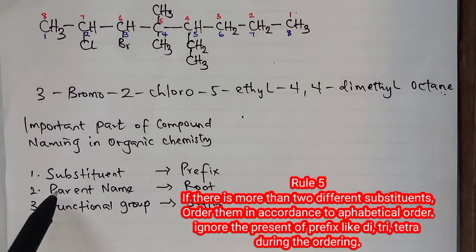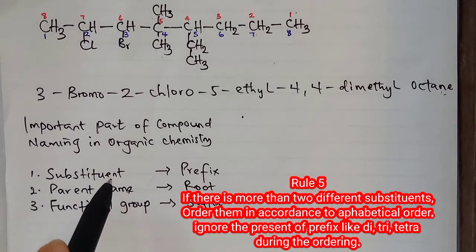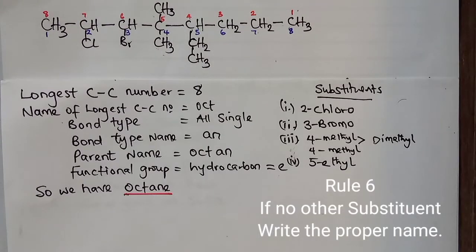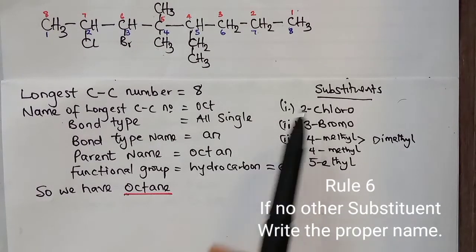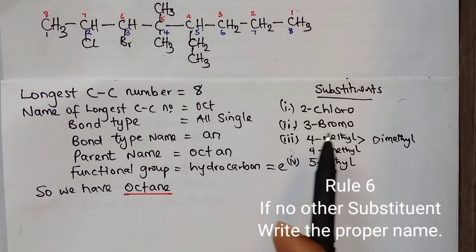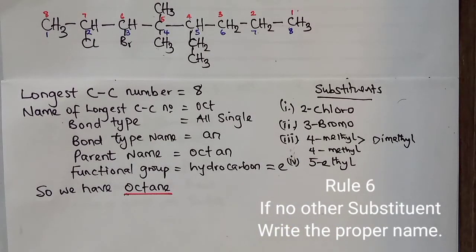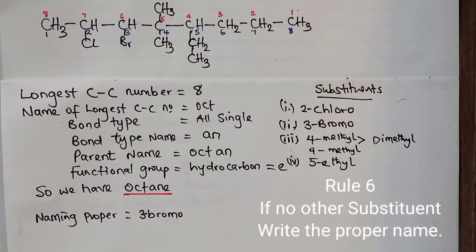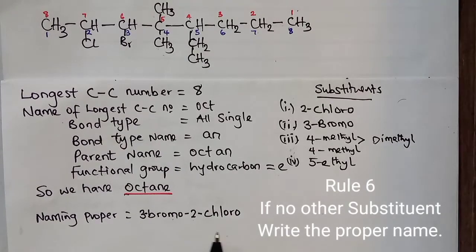We have already gotten the parent name and the functional group. The only thing that remains is the substituent, and we are going to name these alphabetically. By alphabet, B comes before C. Therefore, we pick 3-bromo first, followed by C, which is 2-chloro. Now we have 3-bromo, 2-chloro.